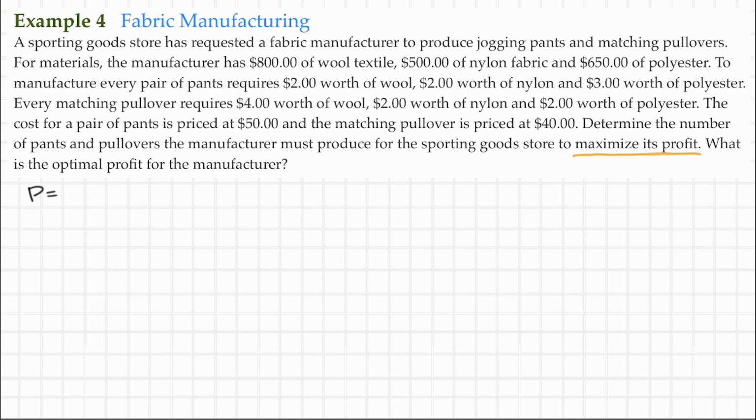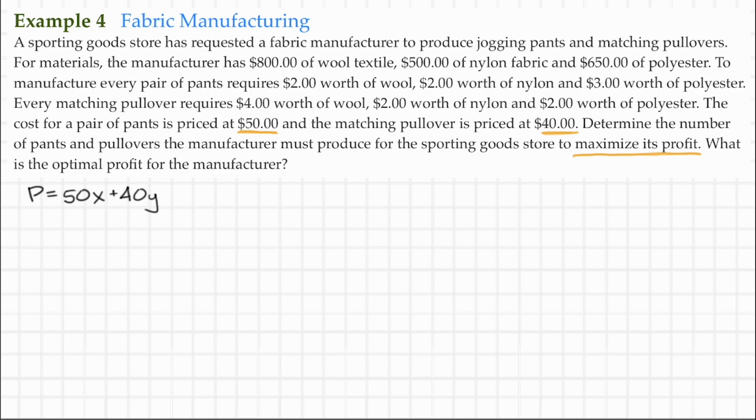And the profit is going to depend upon the number of jogging pants that are made, and of course the pullovers. And each pair of jogging pants is worth $50. We can see it right here. And each pullover is worth $40. So if we let the jogging pants be X, then we can write this as 50X. And if we let Y be the pullover, then we would have 40Y. So here's our objective function. The profit is equal to 50X plus 40Y.